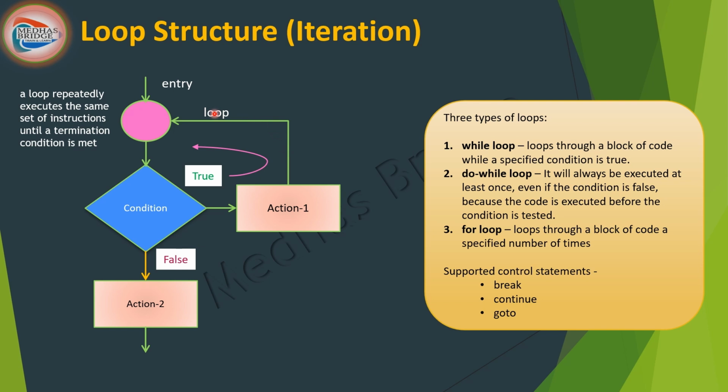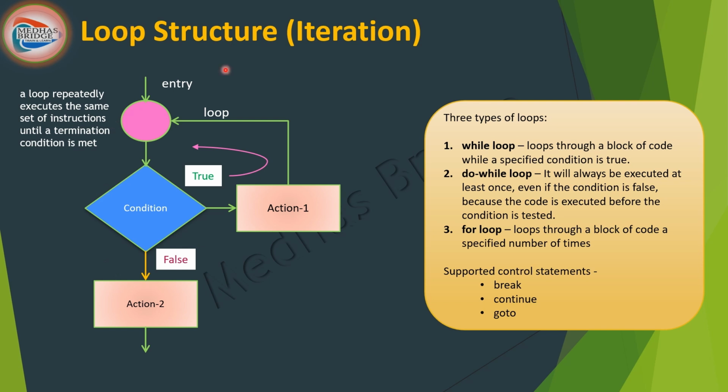These loop iterations continue until the termination condition is met within this check. Once the termination condition is met, it branches out to the other direction, which is called the false direction. Once you exit from this loop, what happens? The set of statements that are part of the action 2 block will be executed. And this is how a loop structure works.